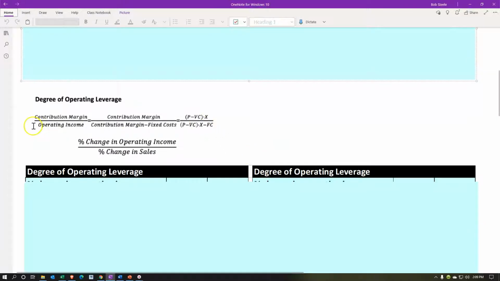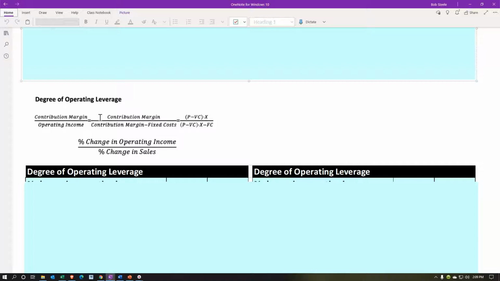This is the one we've been using in the past, basically contribution margin divided by operating income, otherwise contribution margin divided by contribution margin minus fixed costs. Same way to say the same kind of thing, but you need to know the contribution margin to do that, and that's something that you would have to do internally to the company, which you might take the numbers and create a contribution margin type of income statement.